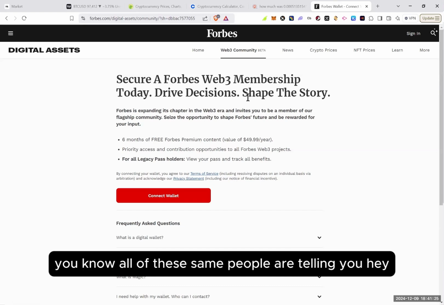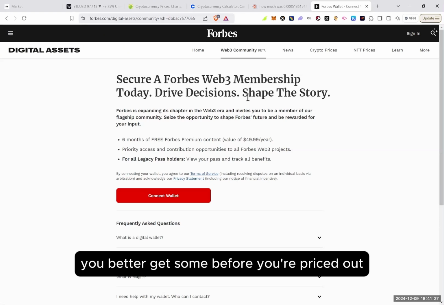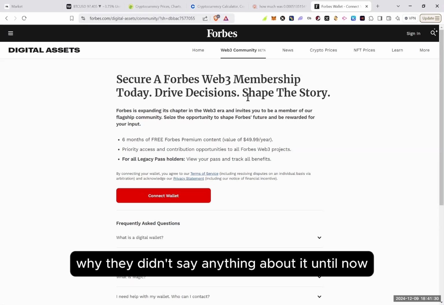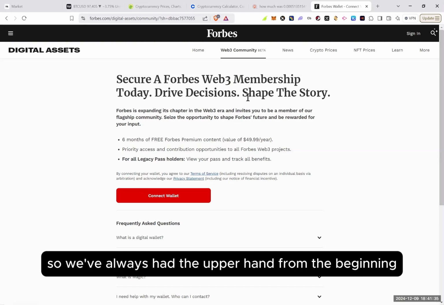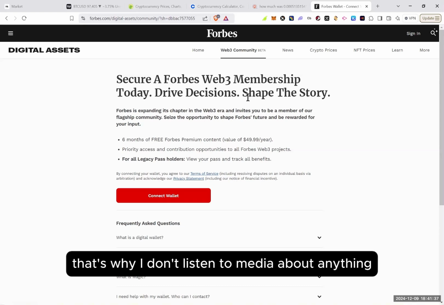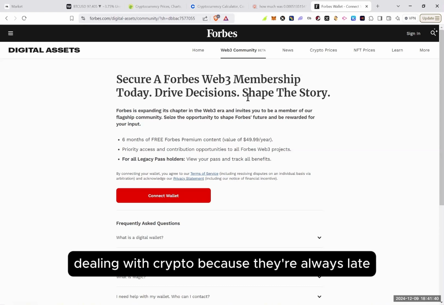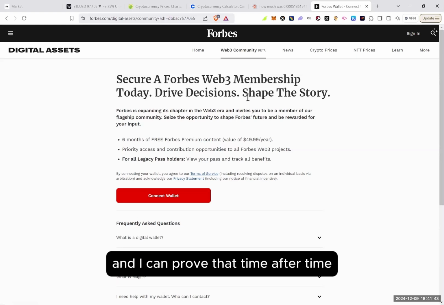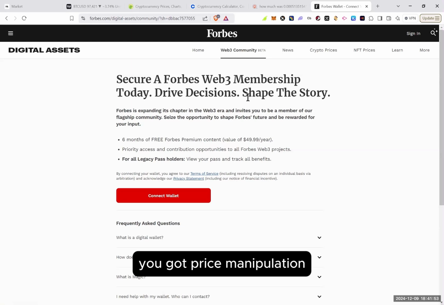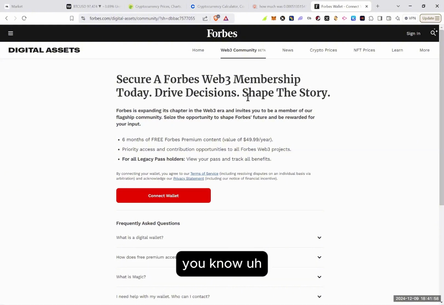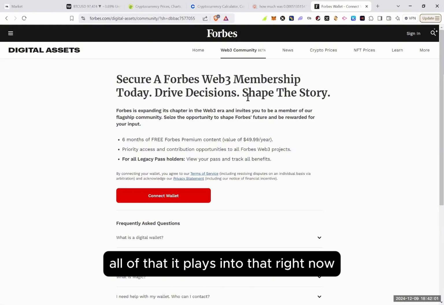All of these same people are now telling you, hey, you better get some before you're priced out. But the reason they didn't say anything about it until now is because they weren't in position. So we've always had the upper hand from the beginning. That's why I don't listen to media about anything dealing with crypto, because they're always late, and I can prove that time after time. Usually there's an agenda behind anything they're saying. You've got price manipulation, you've got FOMO. If you've ever heard the phrase, buy the rumor, sell the news, it all plays into that, right?